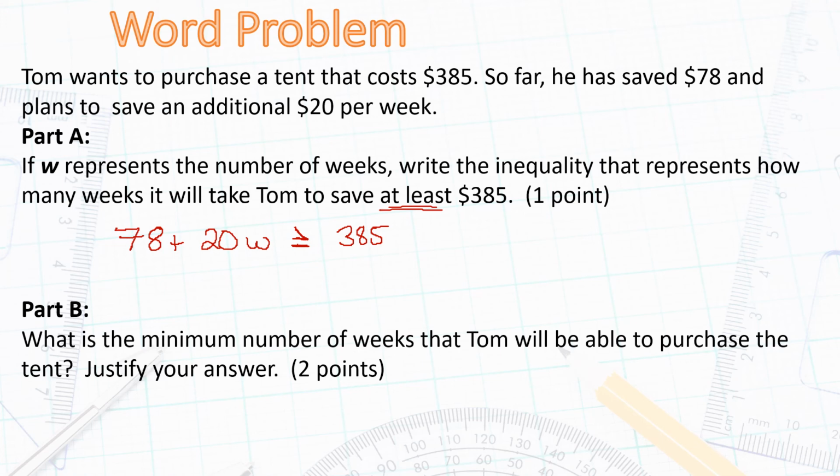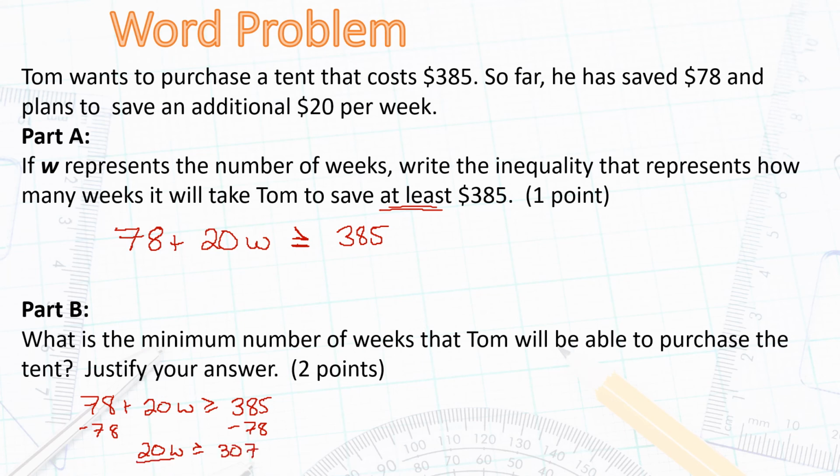All right, what is the minimum number of weeks it will take for Tom to save enough to purchase the tent? Let's reword that a bit. So essentially, go solve it. So we've got 78 plus 20W is greater than or equal to 385. So we'd subtract 78 from both sides. So that'd be 20W is greater than or equal to 385 minus 78, which is 307.